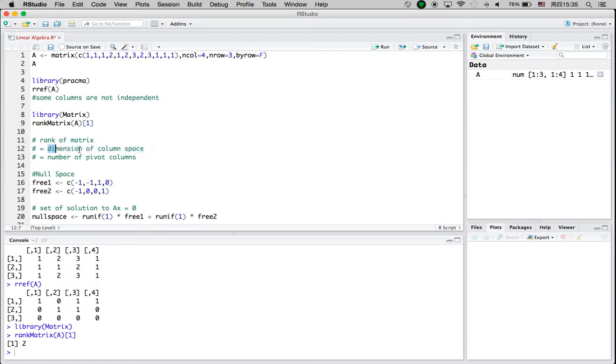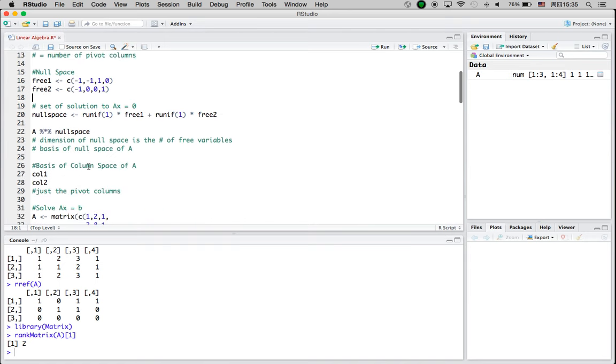That is also equal to the dimension of the column space, which is spanned by the 1st and the 2nd column. And the number of the pivot columns, as we can see in the row reduced echelon form of the same matrix, is the first 2 columns as the pivot columns. So that also verifies that the rank of the matrix is equal to 2.